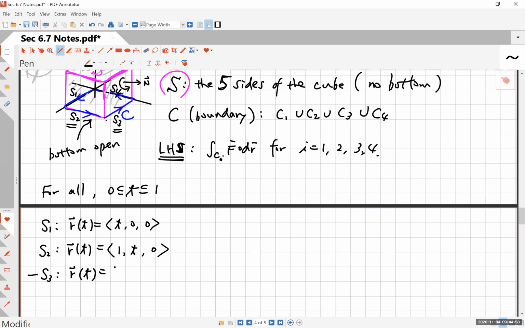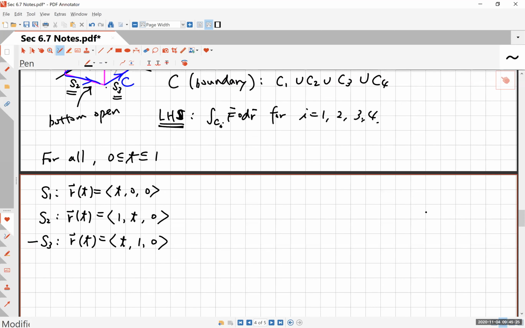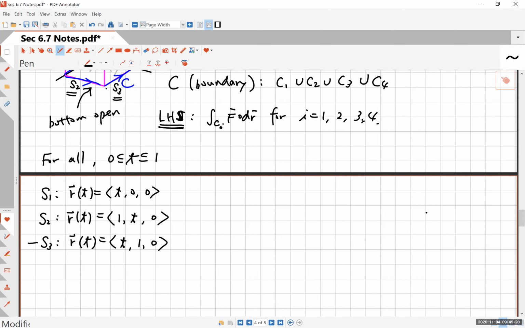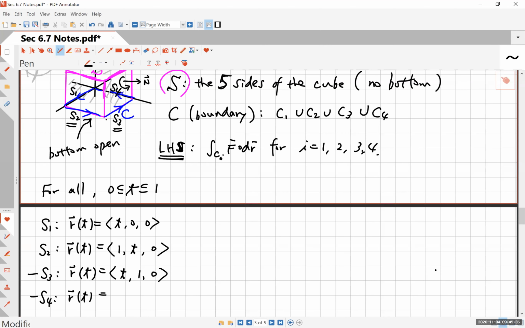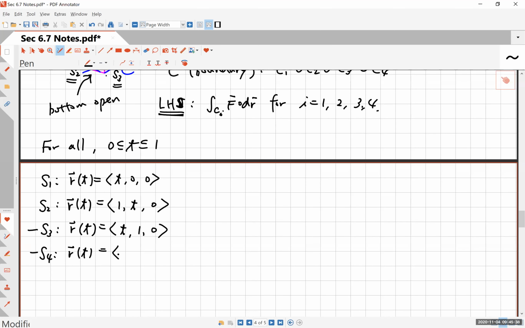Negative S3 can be parameterized by y constantly 1, and x is t. If you let x equal t, t goes from 0 to 1, you're actually going from here to here, okay? But that's okay. I am just right now considering the negative of S3, so it's a different orientation. We'll fix that later. All right, so this is my parameterization for negative S3, and the same for negative S4. For the fourth side, because y goes from 1 back to 0, I am going to consider the negative from 0 to 1. So here, x is 0, y is t, and z is 0, right? So that's what we have.